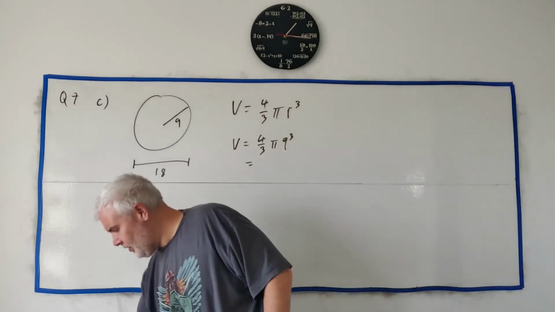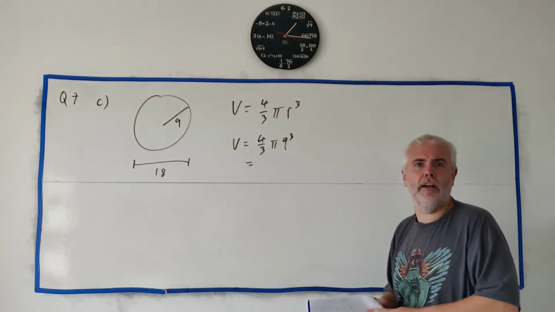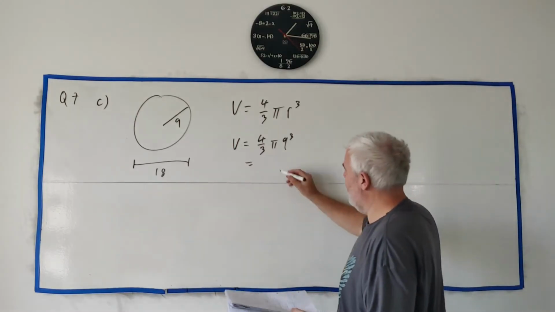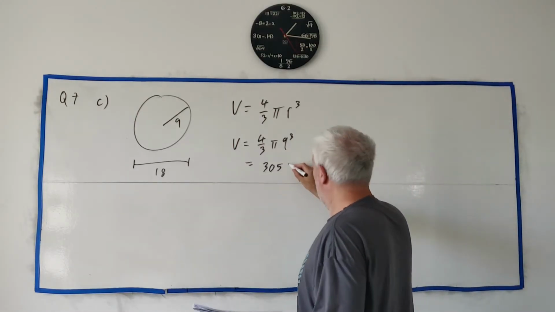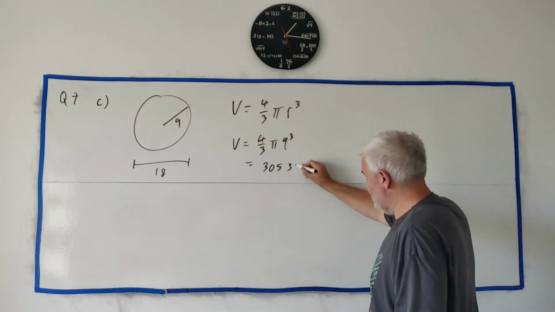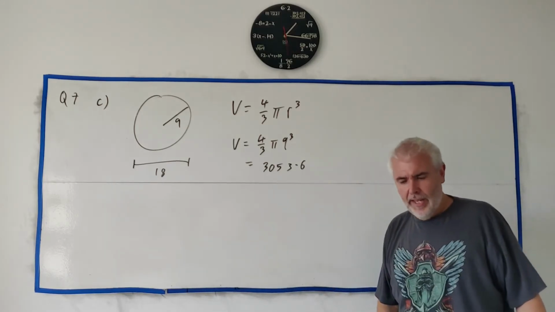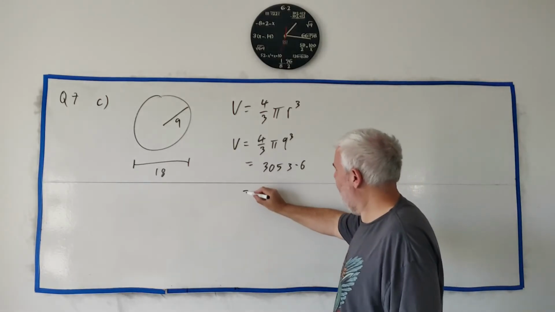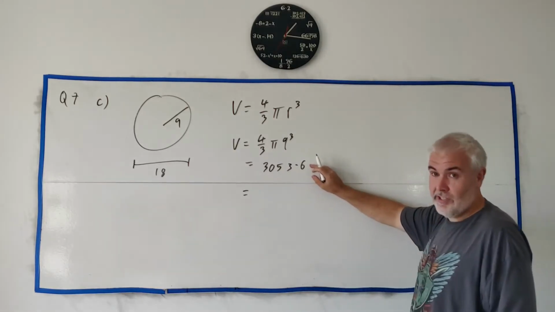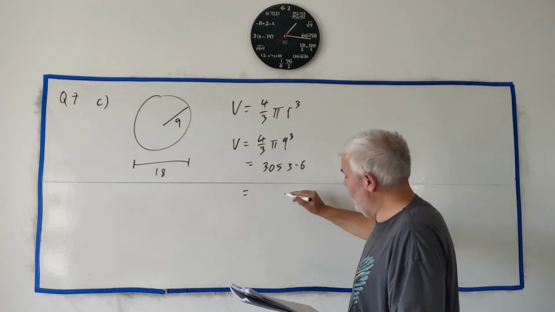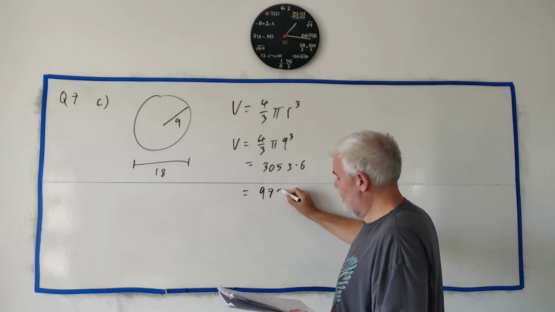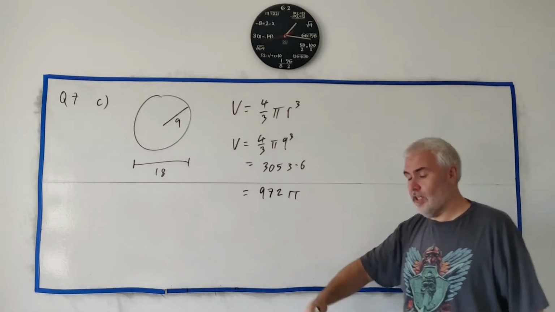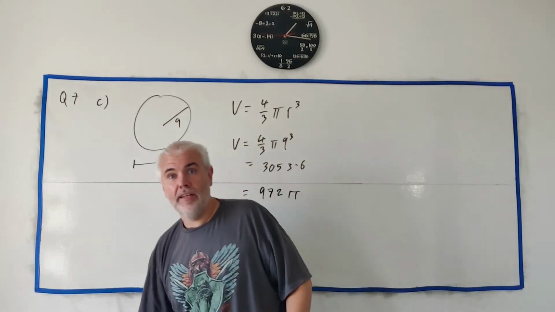You can put all that into your calculator and you'll get the wrong answer. I'll tell you why in a moment. If you put all that into your calculator, you would get 3053.6. You'll lose a mark for that. My calculator doesn't actually give me this until I press an extra button. It first of all gives me 972 pi. This is the correct answer because they asked for the answer in terms of pi.